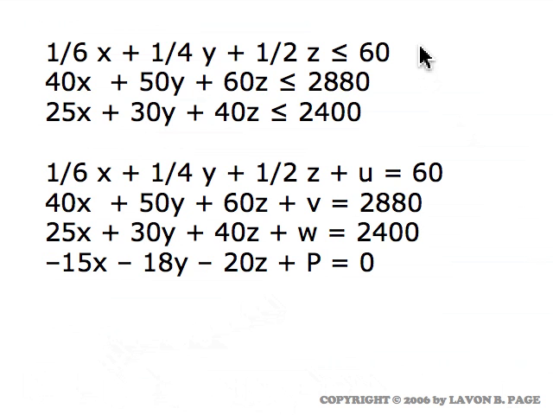So when we take these three constraints and introduce slack variables appropriately, we pick up a u, v, and w slack variable. The profit function put into standard form is shown here. So this is the input that goes into the initial simplex tableau.